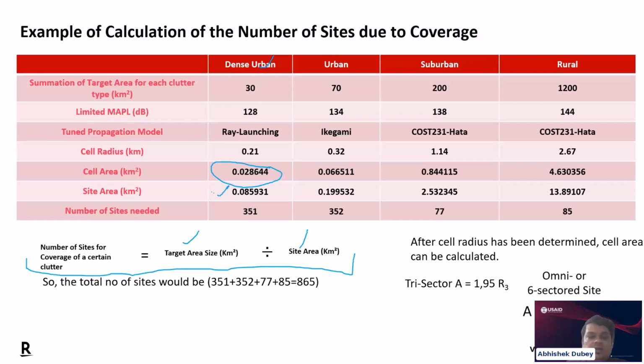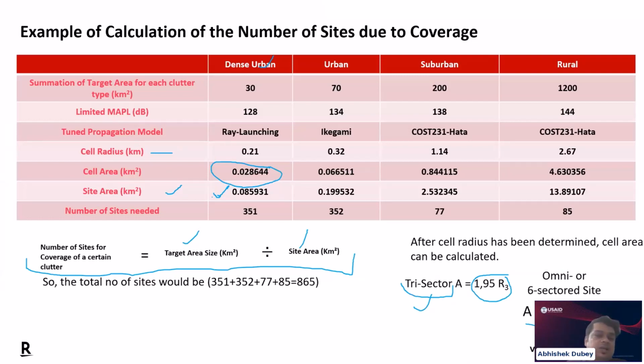Now, I told you that the formula you use depends on the kind of sector you are using. If you're using a 3-sector area, to calculate the site area from the cell radius, you need to use 1.95 R3. R3 here is 0.21. So you can calculate for the tri-sector. For omni or 6-sector, the formula is 2.6 R1. R1 is again the cell radius.